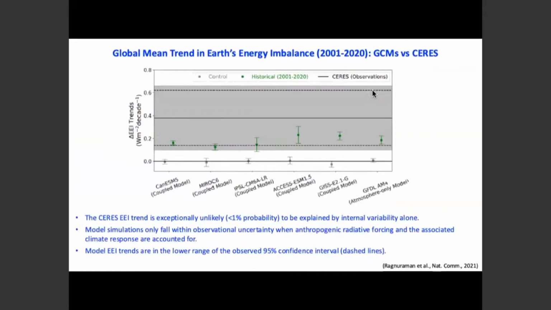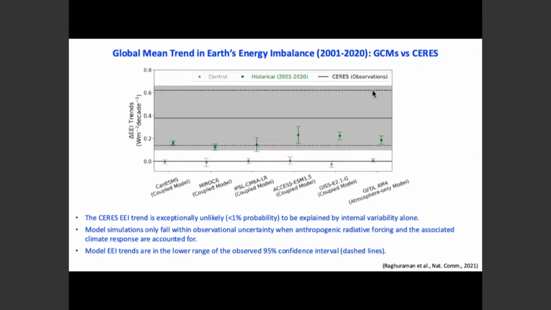So these trends that we're seeing in EEI, there was a study by Raghuraman who really wanted to see, his basic question is, is this all just due to internal variability? And so what they did is they looked at ensemble climate simulations, just looking at unforced. And when they did that, they couldn't get the models within the observational uncertainty. It's only when they added forcing that they got it.